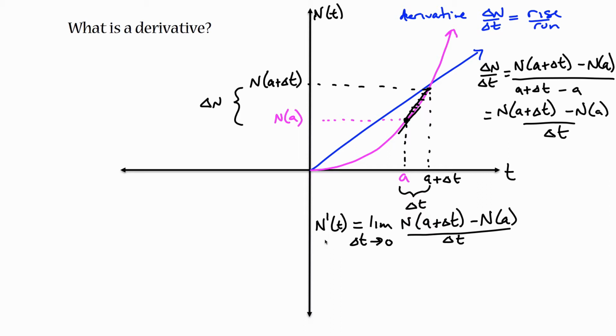N prime, prime notation, is handy when you're dealing with functions of one variable, like t is the only variable that I have here that I could take a derivative with respect to. But if this was a multivariable equation, then maybe I could be taking derivatives with respect to more than one thing. So you want to specify that this is the change in n for every change in t.